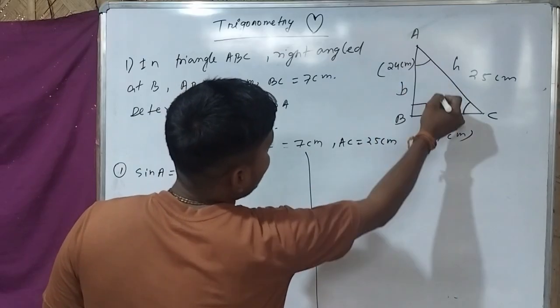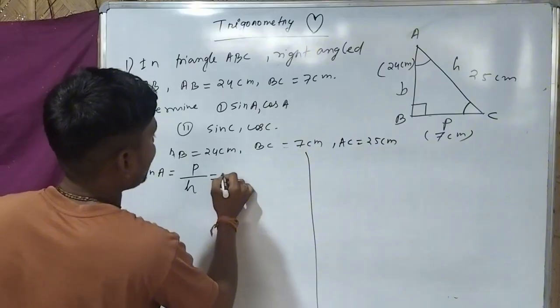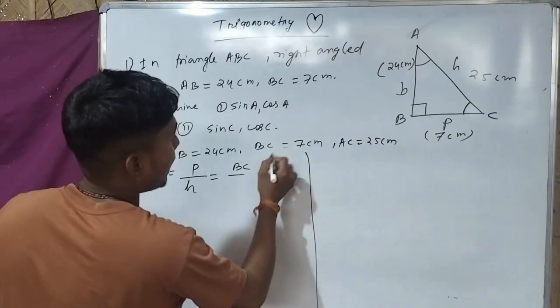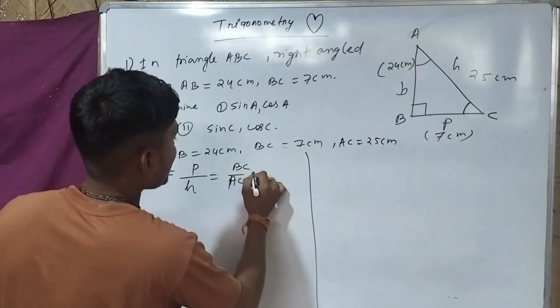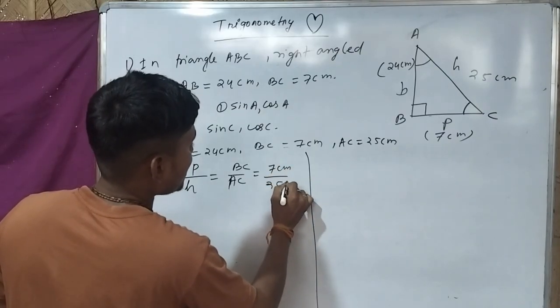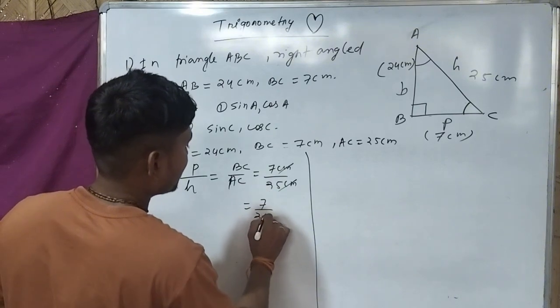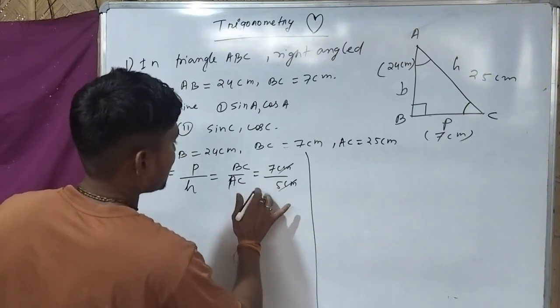If this is angle A, BC will be the perpendicular. The formula is perpendicular by hypotenuse. So BC is the perpendicular and AC is the hypotenuse. That means BC is 7 centimeter and AC is 25 centimeter. So your answer will be 7 by 25.